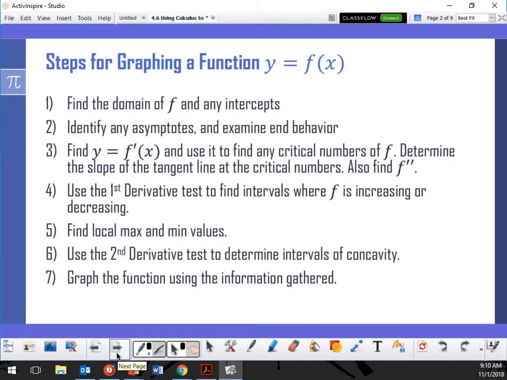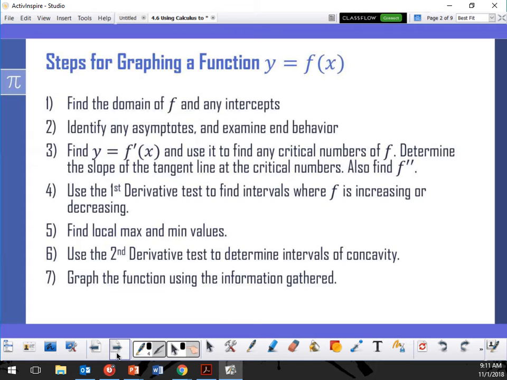Find the domain of f and any intercepts. Identify any asymptotes and examine end behavior. Find the derivative. Use it to find critical numbers. Determine the slopes of the tangent lines at the critical numbers. Also find the second derivative. Use the first derivative test to find intervals where it's increasing or decreasing. Find local max and min values. Use the second derivative test to determine the intervals of concavity. Graph the function using the information gathered.